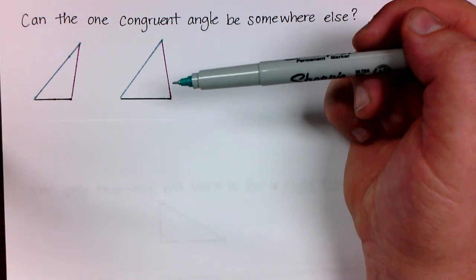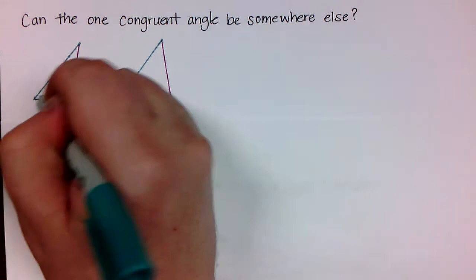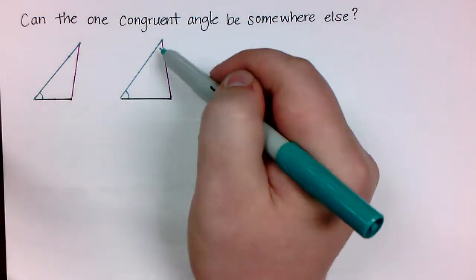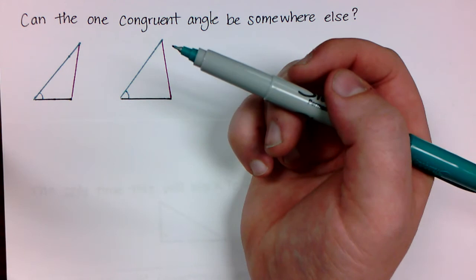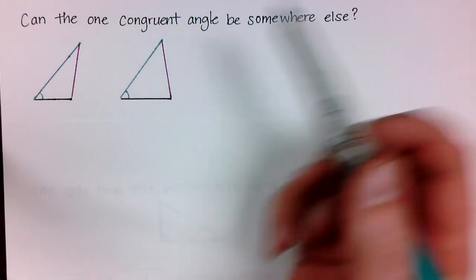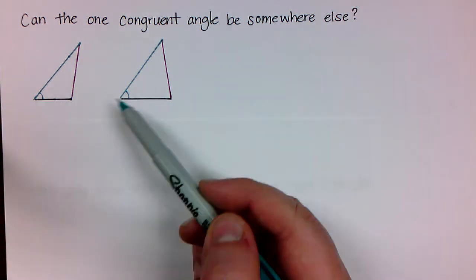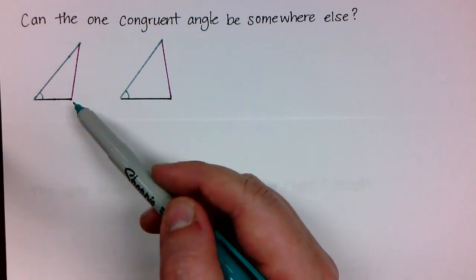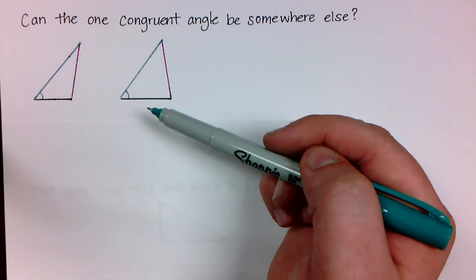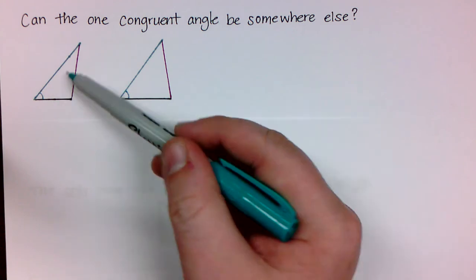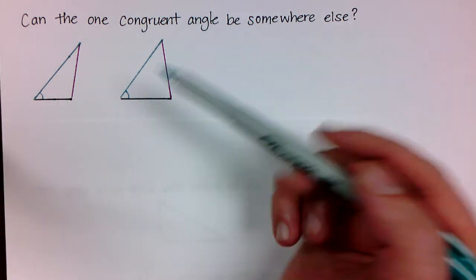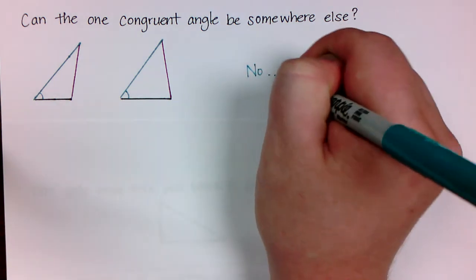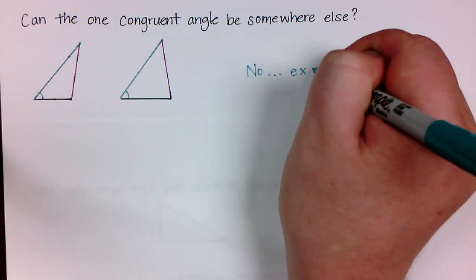Okay. So I'm wondering, is it possible that the angle doesn't have to be in between the blue and the purple? Well, as you can kind of tell, just because it has one congruent angle doesn't necessarily mean that the two triangles themselves are congruent. We can kind of see that this first one is smaller already. So the answer is no. And then I'm going to put except.